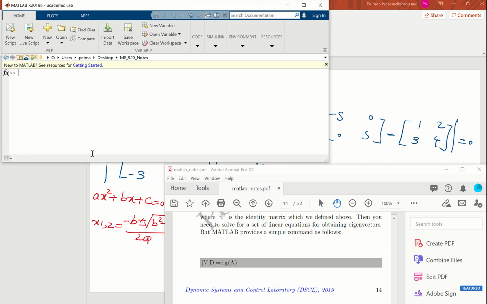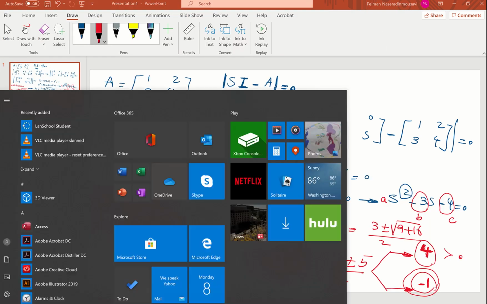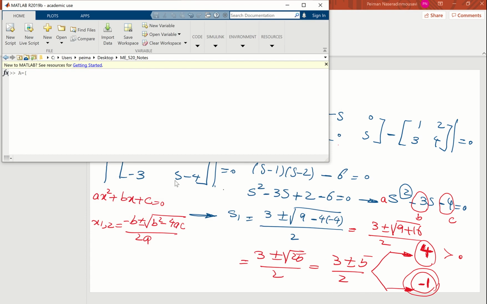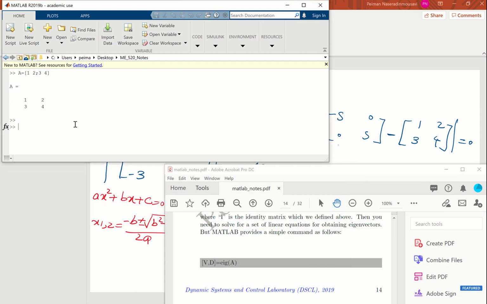So the command is this. I'm saying A is what was that here? 1, 2, 3, 4. Okay. Our A is 1, 2, 3, and 4. Okay, you got it. Now MATLAB says, this is the command: bracket V, D is equal to eig(A), which means eigenvalue.